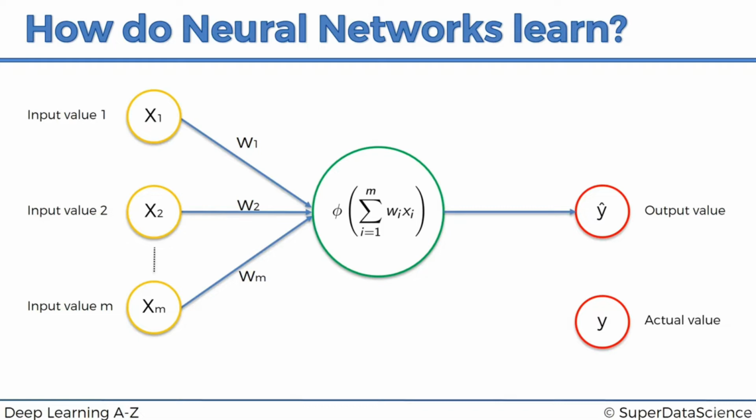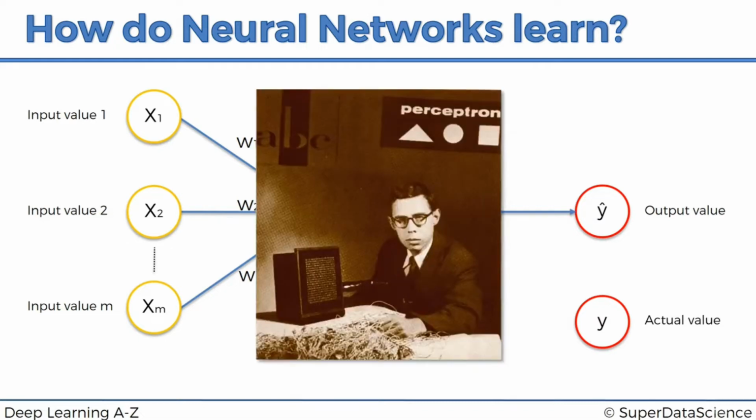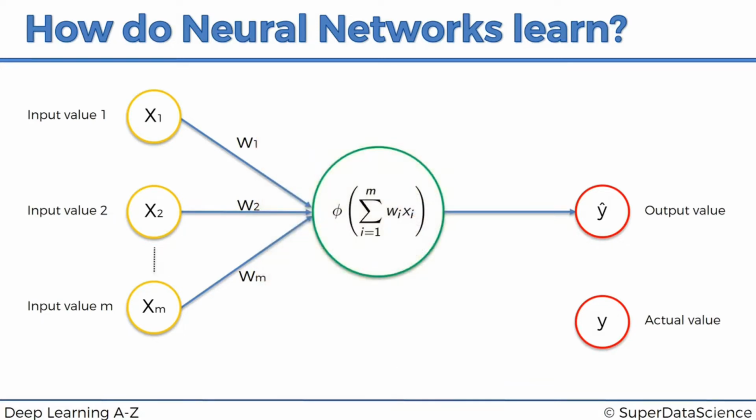And the perceptron was first invented in 1957 by Frank Rosenblatt, and his whole idea was to create something that can actually learn and adjust itself. And this is what we're going to be looking at now. So we've got our perceptron. Let's see how our perceptron learns.